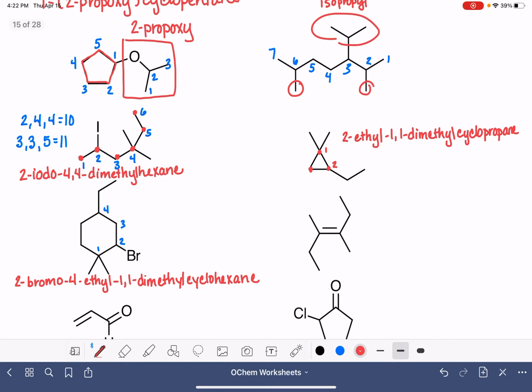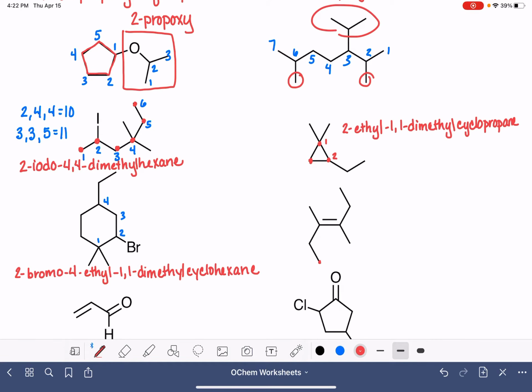Now we have an alkene. Our longest carbon chain is right here. Whether we number it left to right or right to left, the molecule is symmetrical. We're going to come up with the same thing. We've got our methyls on carbons 3 and 4. 3,4-dimethyl, 3-hexene, or we could say 3,4-dimethyl-hex-3-ene.